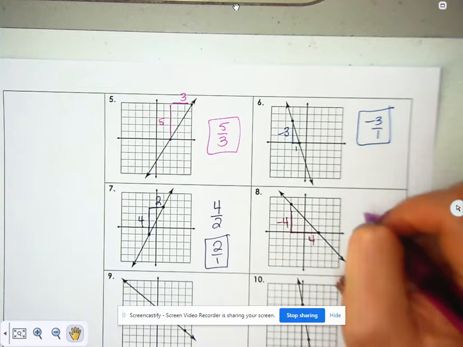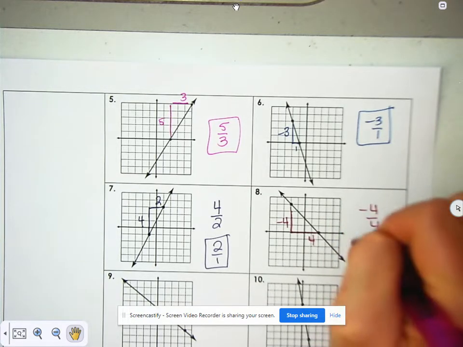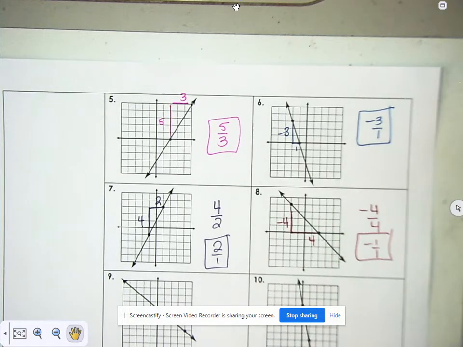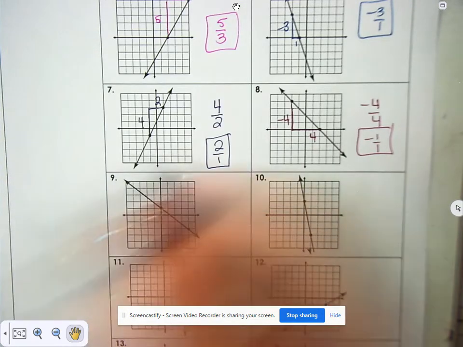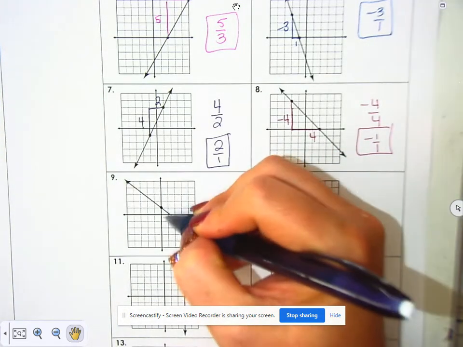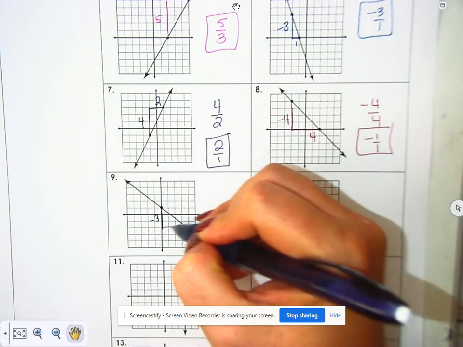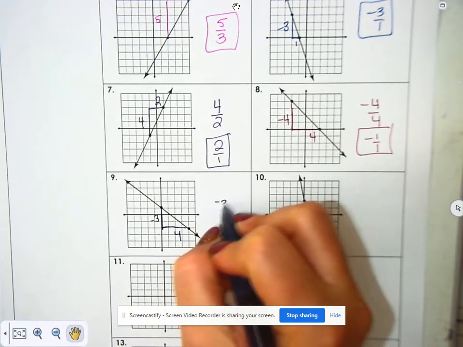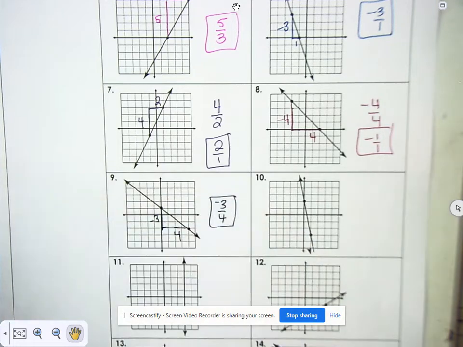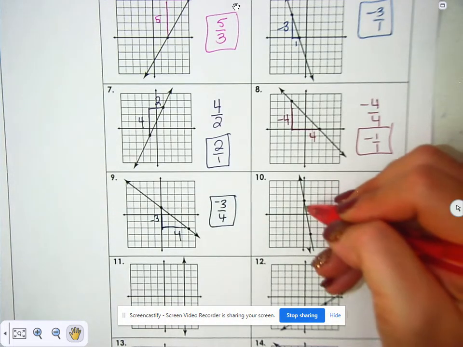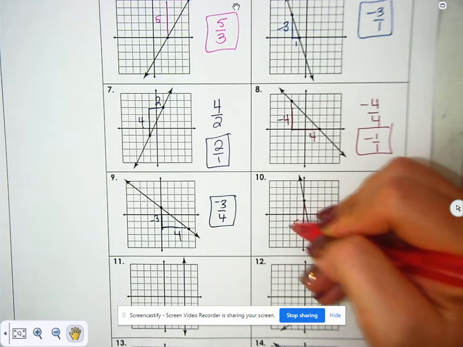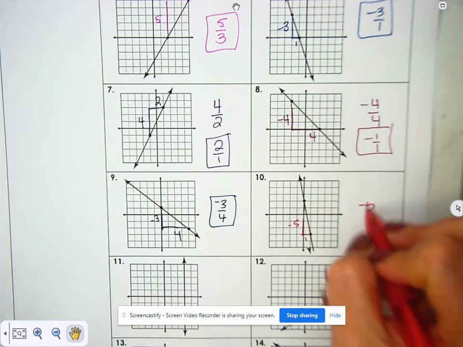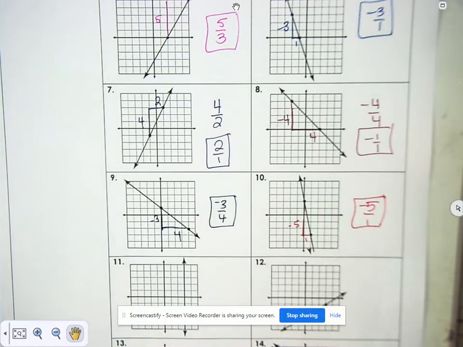Negative 4 over 4, which is negative 1/1. Make sure you do the reduced fraction. Down 3, that's negative 3. Over 4 is negative 3/4. Down 5 over 1 is negative 5/1.